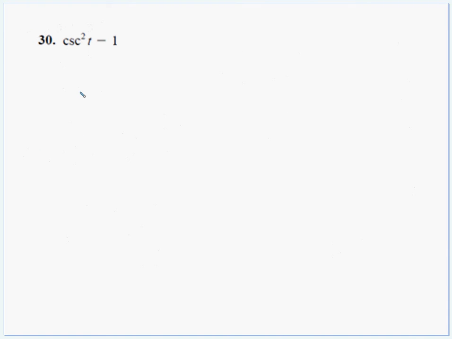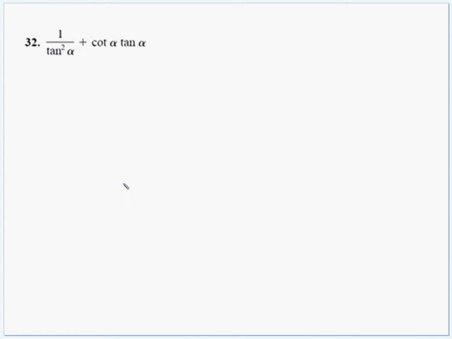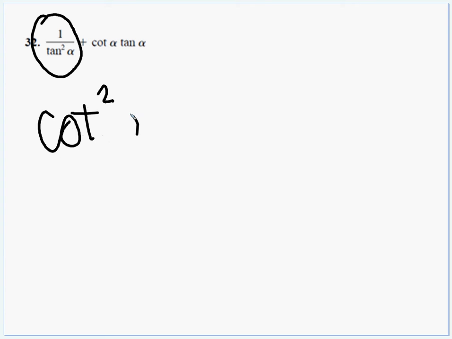Oh, that just looks like a Pythagorean. Cosecant squared minus 1. That's just cotan squared. Cotan squared. I guess they're using t in that one. All right. Ooh, look at that. 1 over tan squared. Well, that's cotan squared of alpha.